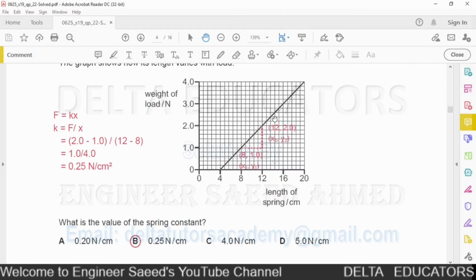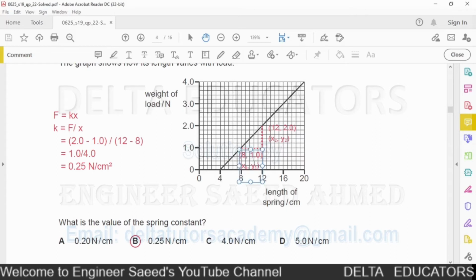Now to find out the value of this spring constant, to find out the value of gradient, we will use the formula F is equal to Kx, or K will be equal to F over x, where this K is spring constant, F is force or weight, and this x is length of the spring.